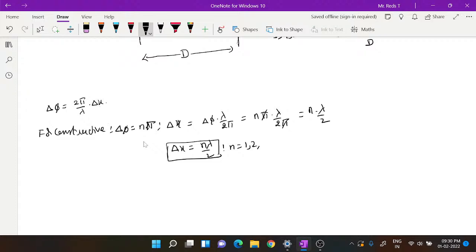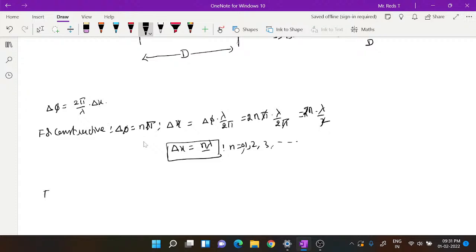Wait a second, 2 pi by lambda, right? Is this n pi, or 2 n pi? It is not n pi, it is 2 n pi. So the 2 also gets cancelled, and path difference delta x should be equal to n lambda, where n is 0, 1, 2, 3 and so on. So delta x equals 0, lambda, 2 lambda, 3 lambda. For all these you get constructive interference.